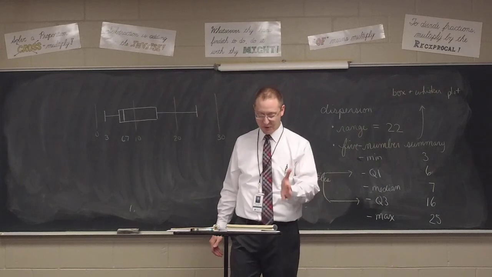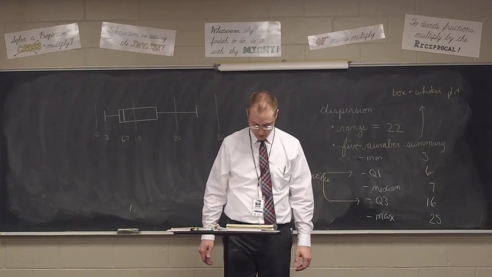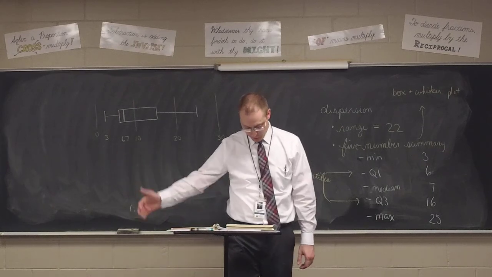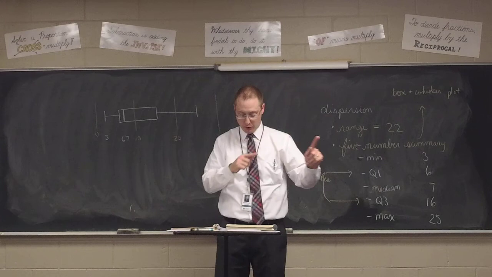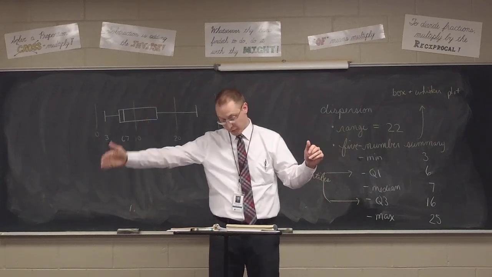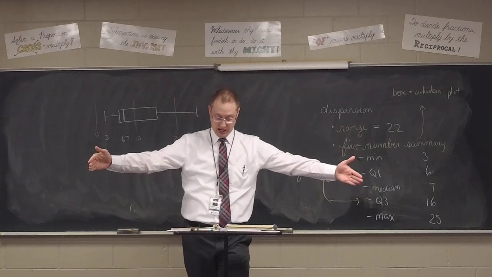The very first one. 54 is the median, right? Now, the minimum value is? 60. And the maximum value? 84. Okay, so that's where the whiskers extend, but the box goes from the first quartile, 36, up to the third quartile.